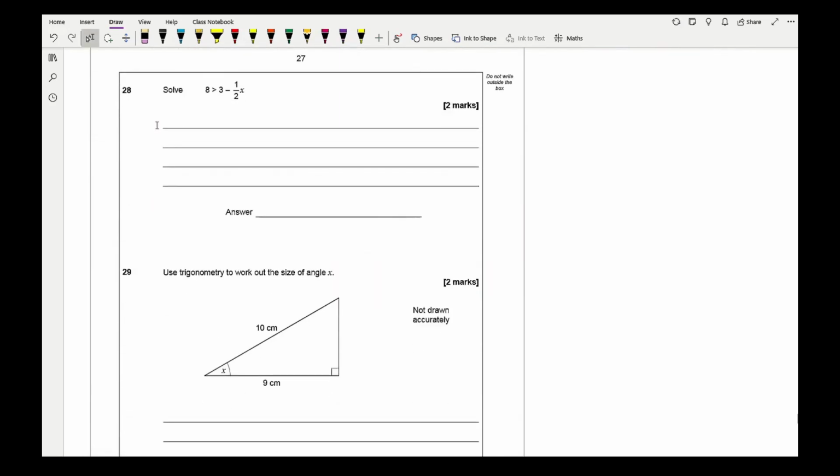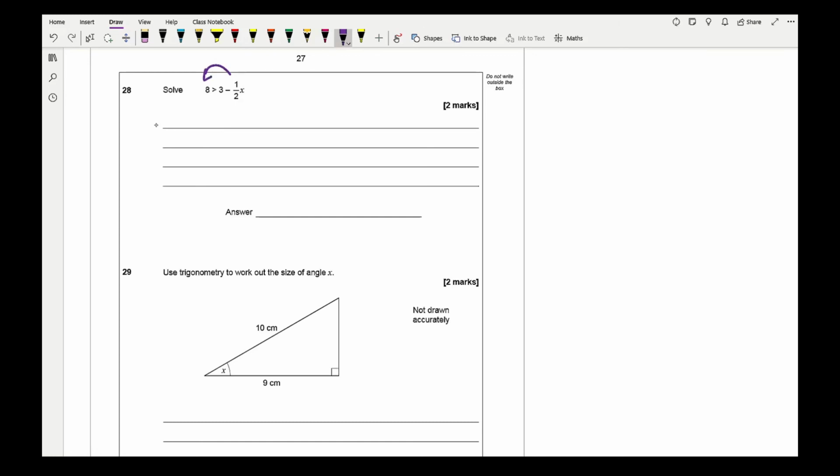Then moving on to question 28. Here we're looking at inequality equations, and we've got a negative x. For this, there are a couple of ways in which you can do it, depending on how you've been taught. I always say when you've got a negative x, take it to the front, or move it to the other side.